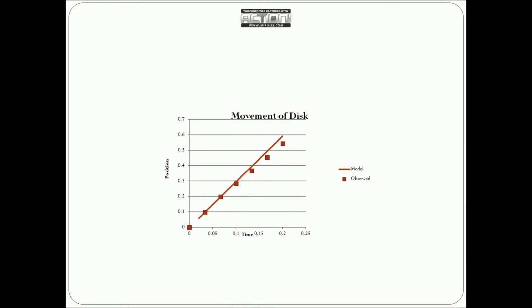Here is a graph of the movement of the disk. This graph shows both the model data and the observed data and was made in Microsoft Excel. The model data, which is shown in the straight line, over-predicts the observed data for the second half of the time. Before a tenth of a second, the model data closely predicts the observed data.